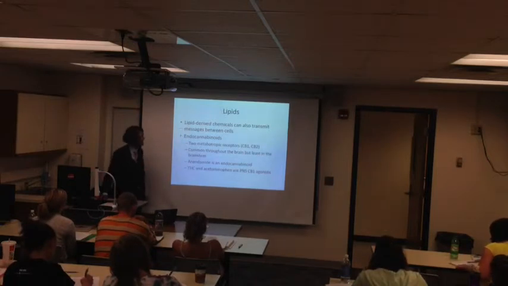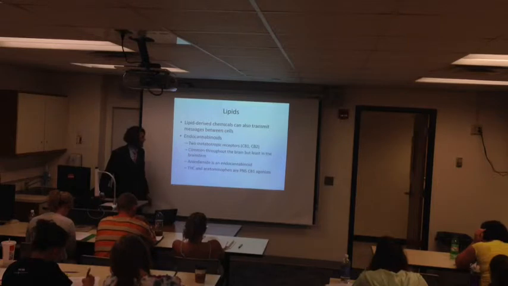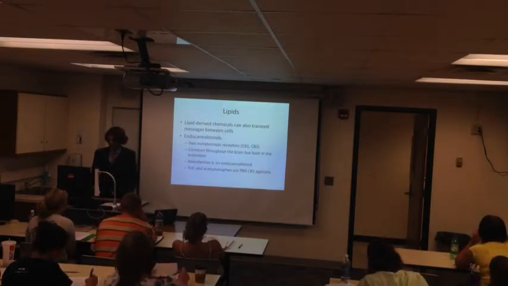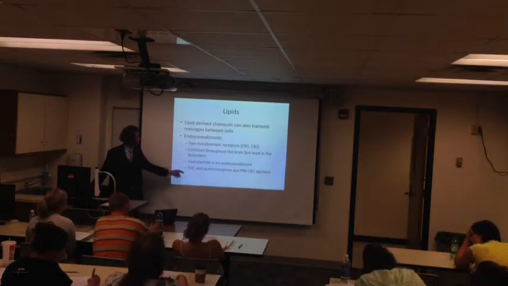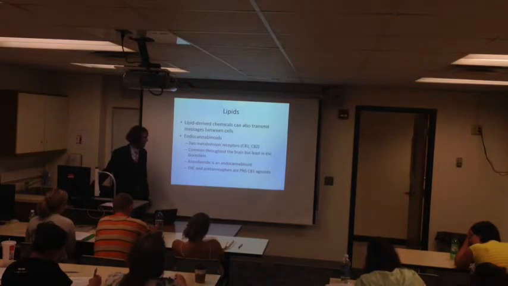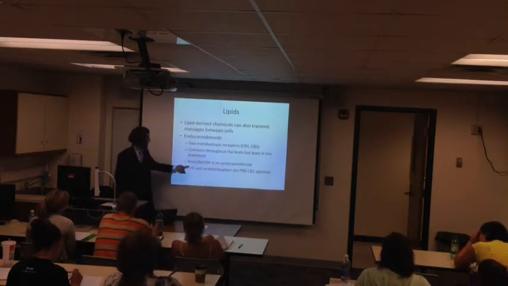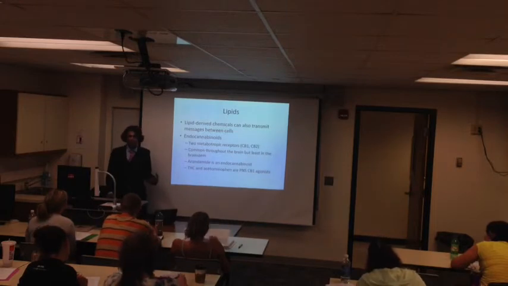Lipid-derived chemicals can also transmit messages between cells. So they're the endocannabinoids. And there are two metabotropic receptors, CB1 and CB2, that are common throughout the brain. We knew for a long time that cannabis or marijuana affected these. It took a while to find anandamide, which was an endocannabinoid, meaning anandamide is naturally produced in the body. If these receptors are here, they must be doing something.